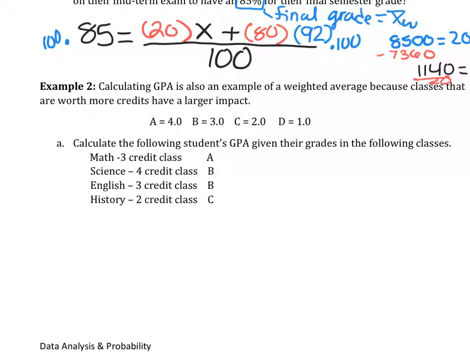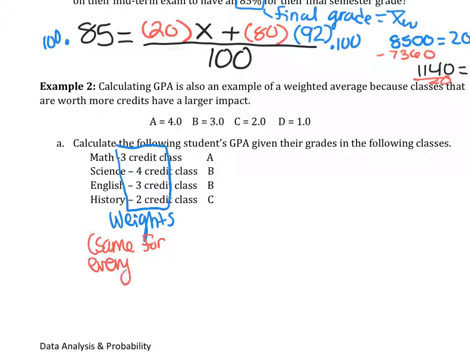And so here, the credits per class, that is the weight. Because everybody in that class will be worth 3 credits for math, 4 credits for science. That is the same for everybody. So the credits are the weights. Because again, they're the same for everyone. And then the grades that you as an individual have in the class will be the values.